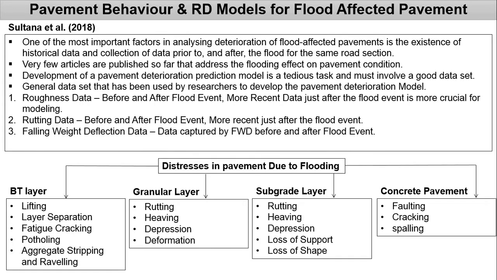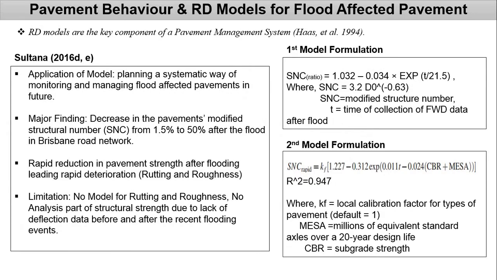Moving on, in 2018, Sultana emphasized the importance of having a good data set in order to develop the RD model later on and for analysis purposes. So roughness data, rating data, and FWD deflection data are really important. We can have those data just after the flood event happens, and it is also important to have those data before the event happened. And it is also important to understand the type of distresses in the pavement after the flooding.